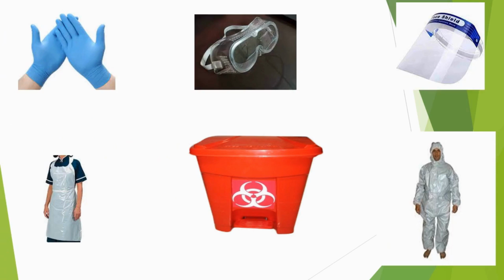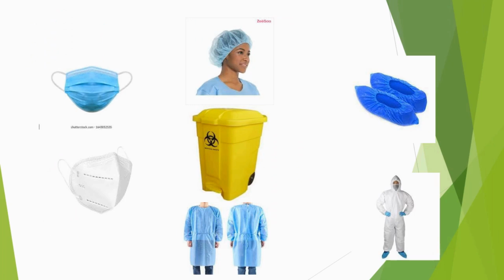Disposal of PPE: in the red bin, you need to dispose of the gloves, the goggles, the face shield, and the plastic apron. In the yellow bin, you have to dispose of the mask, the respirators, the shoe covers, and the gowns.